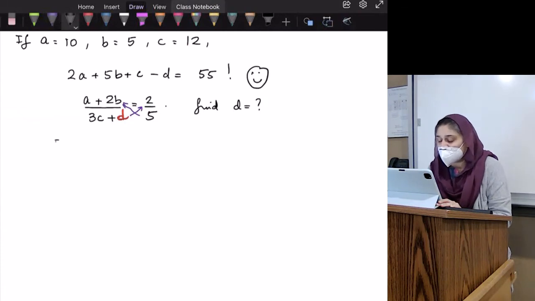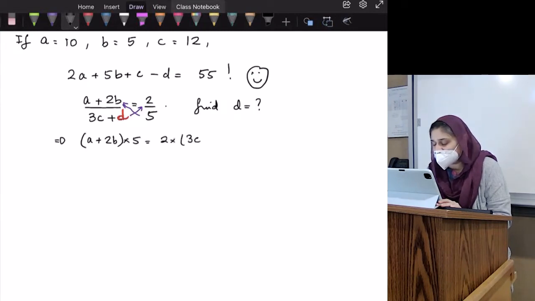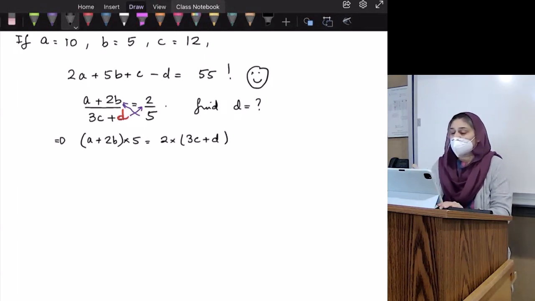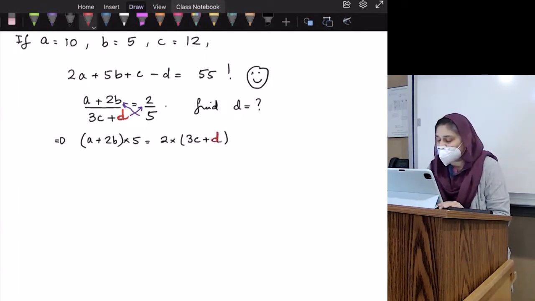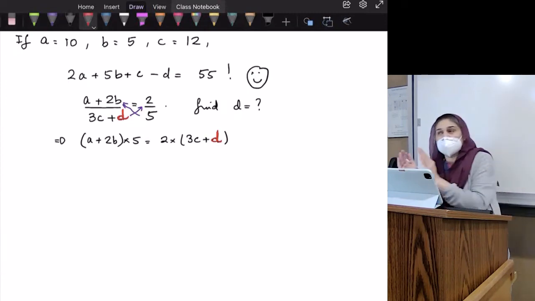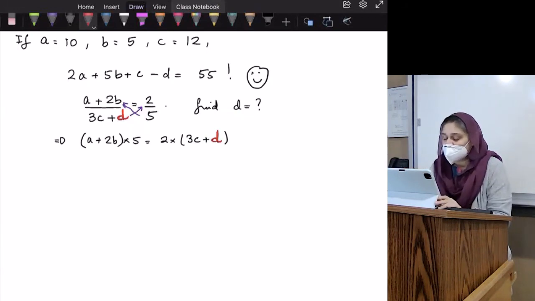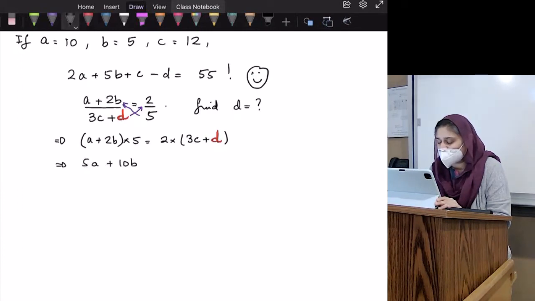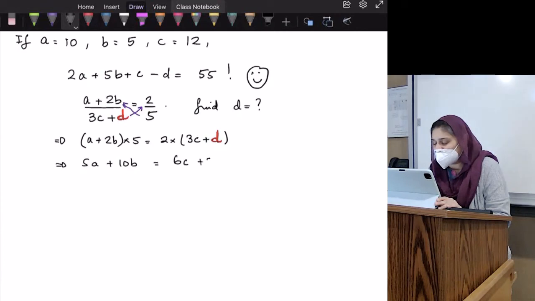What that means is I will be doing (A plus 2B) times 5 equals 2 times (3C plus D). And my D is still red because that's the one I'm looking for, right? Do we know how to open brackets? It's called the distributive property, right? Each number gets multiplied by each number on the inside. So we will get 5A plus 10B equals 6C plus 2D, still looking for D.